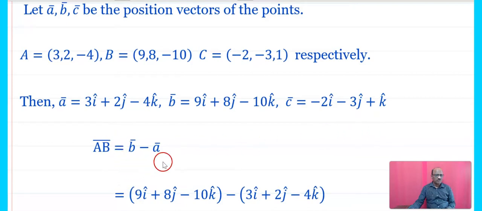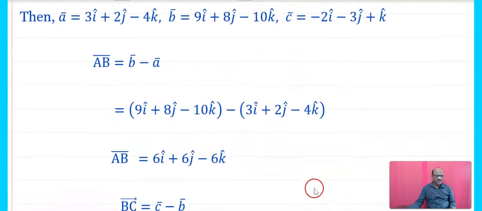AB bar is equal to B bar minus A bar. Now what is here? B bar is 9i cap plus 8j cap minus 10k cap minus in bracket 3i cap plus 2j cap minus 4k cap. And if we evaluate it, 9i minus 3i, you will get 6i cap. 8j minus 2j, you will get 6j. Minus 10k plus 4k, and then you will get minus 6k cap.